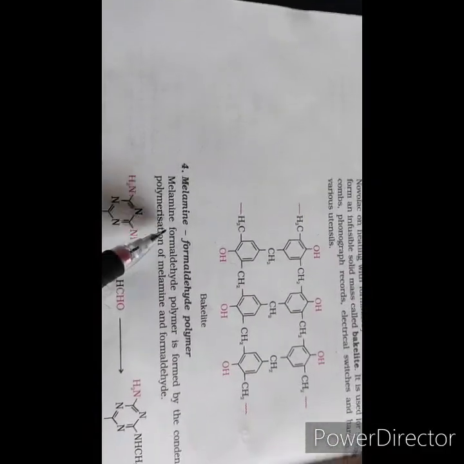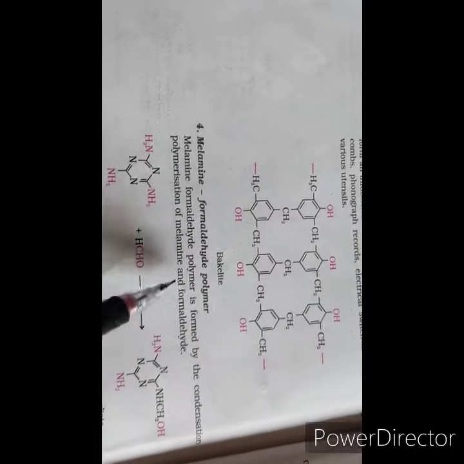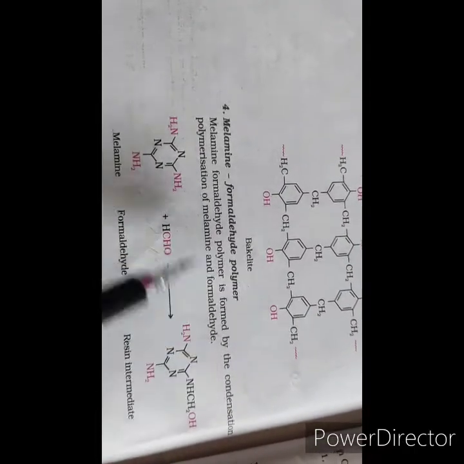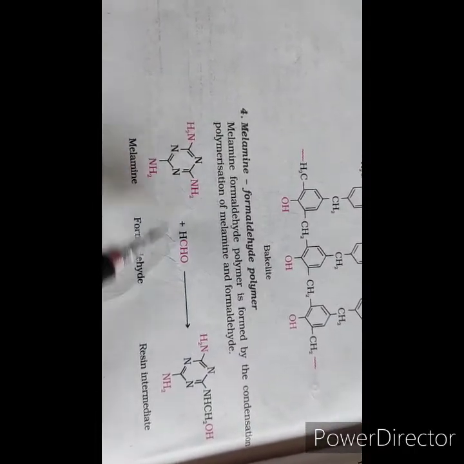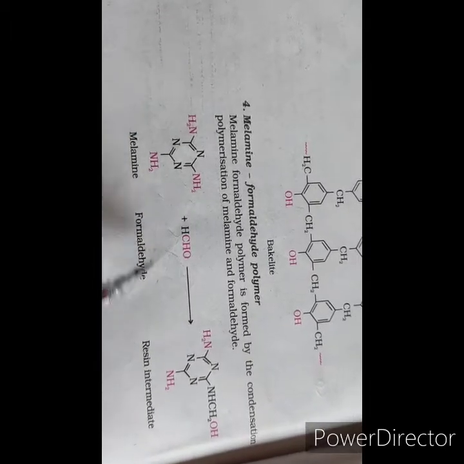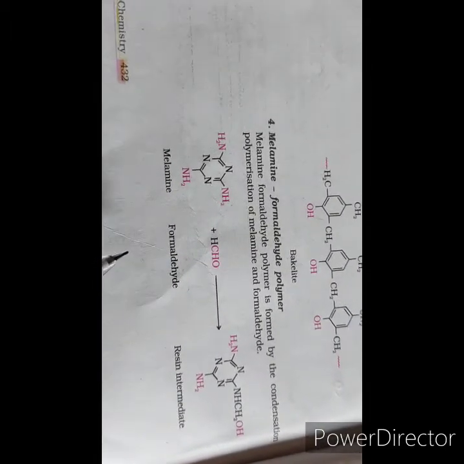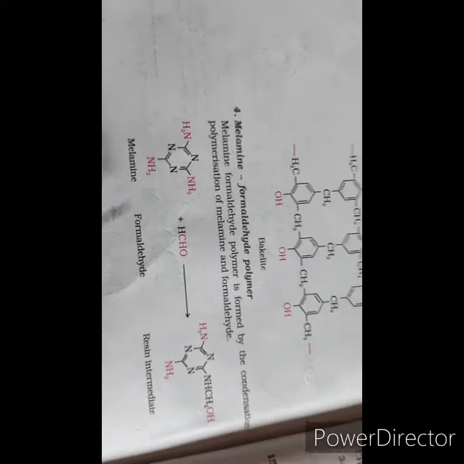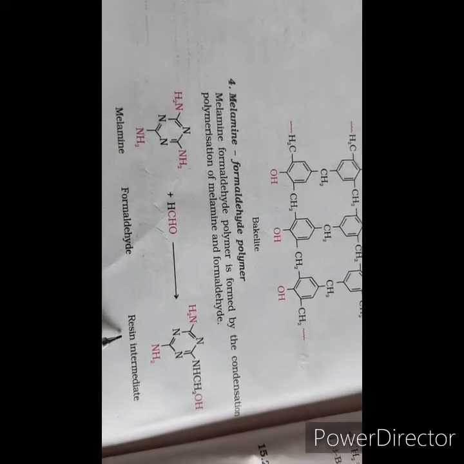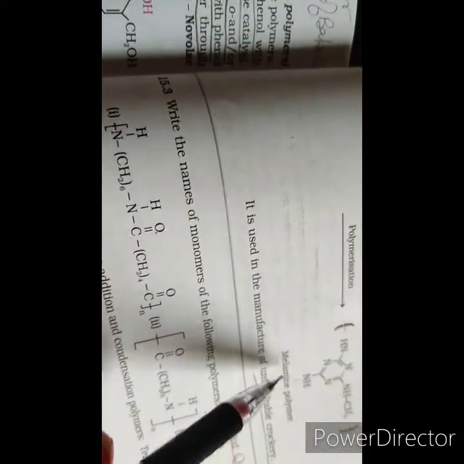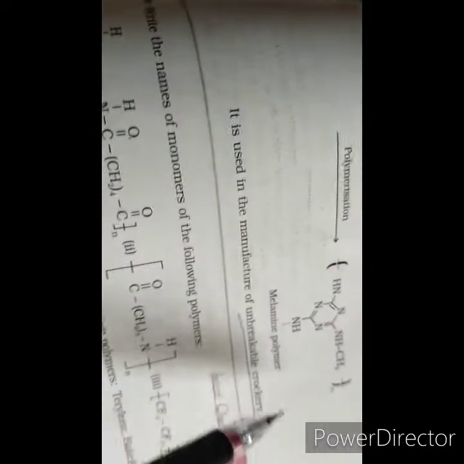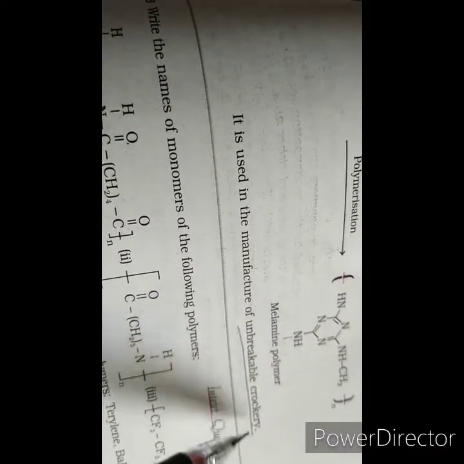Then we come to the melamine formaldehyde polymer. This polymer is obtained by the condensation polymerization of melamine and formaldehyde. You need to learn the structures. You need to practice a lot because generally students forget these structures, and when they polymerize, they form the melamine polymer, and this is used in the making of unbreakable crockery.